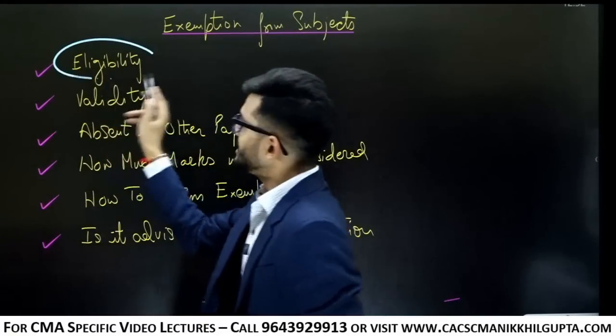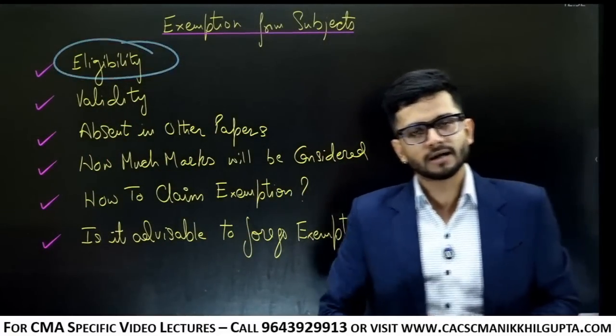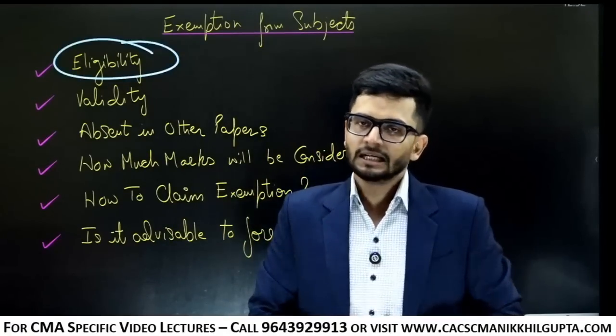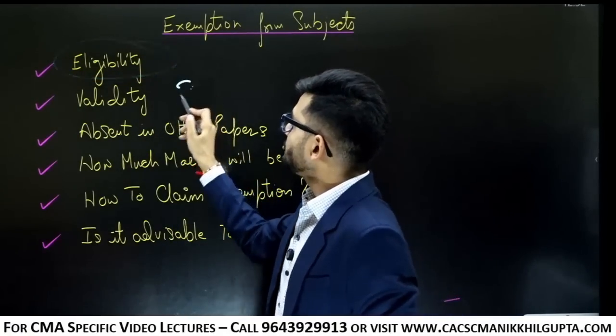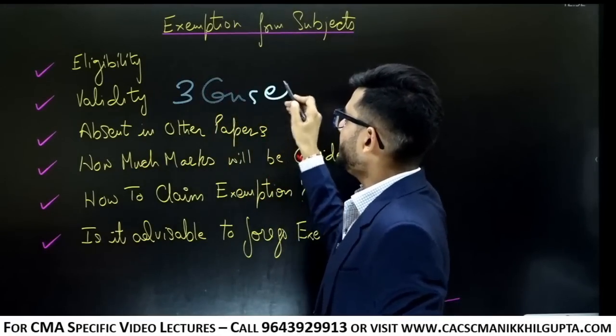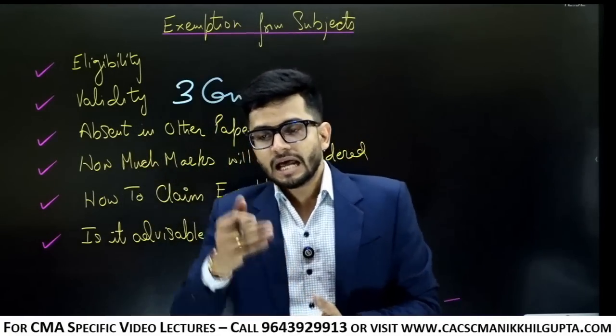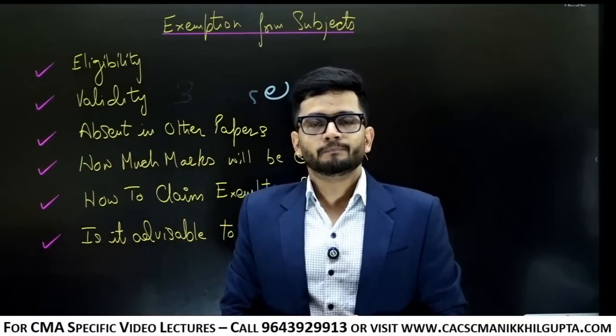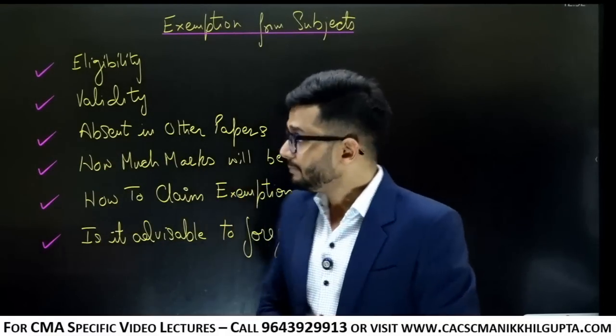So query number 1, what is the eligibility? Eligibility is getting 60 or more marks in any one of the subjects and not qualifying that particular group. Validity is 3 consecutive attempts. Please note, consecutive attempts will be counted. Next 3 consecutive attempts, you will not be required to give that particular paper.